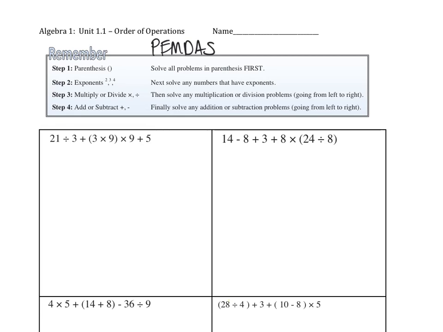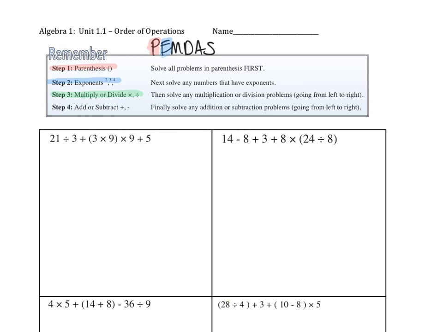The P in PEMDAS stands for parentheses. So when you see a set of parentheses, you're going to solve what's inside the parentheses first. The E stands for exponents. That's step 2. So if you see exponents in it, you're going to solve those next. The M and the D go hand in hand, and you work from left to right with those.